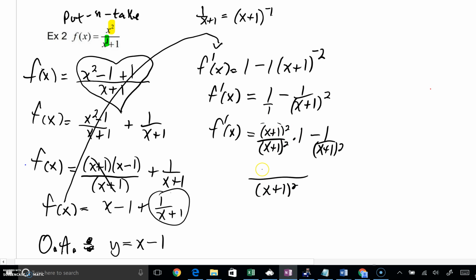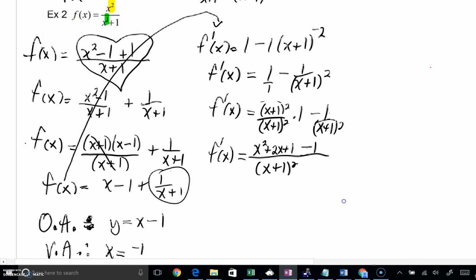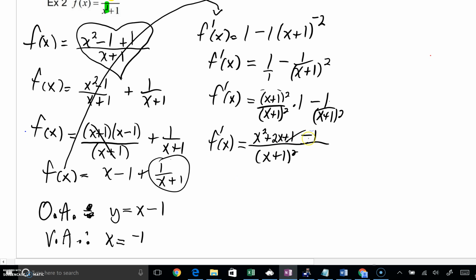And x plus 1 squared is actually x squared plus 2x plus 1. Then we'd have this minus 1 over here. And very, very nicely, very quickly, we could see that the 1 and the minus 1 cancel out. We could actually factor an x from this top to get x plus 2. You can see this is our derivative. And I'm interested in critical numbers.